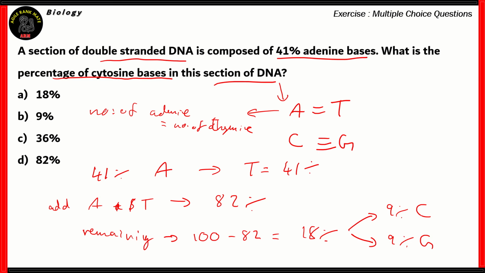We need to find the percentage of cytosine bases in that particular section, so therefore the right option turns out to be option B. Option C is incorrect because that value does not exist here. Option A is incorrect. It's the value for both cytosine and guanine together, and 82% is the value for both adenine and thymine together. So 9% is the correct answer for the percentage of cytosine bases in a section of DNA having 41% adenine bases.